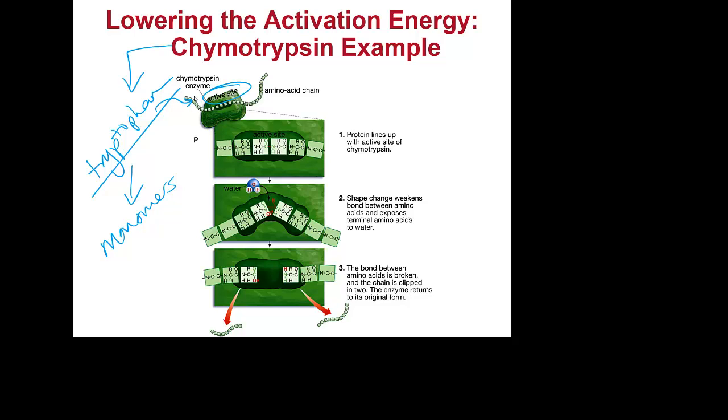The active site stresses the bonds right here, and when it does, water easily moves in and helps to break that bond, and all of a sudden you have two pieces. And we keep this going and going and going. And the idea is we keep cutting this chain until we get down to having individual monomers that we can then use for other things.